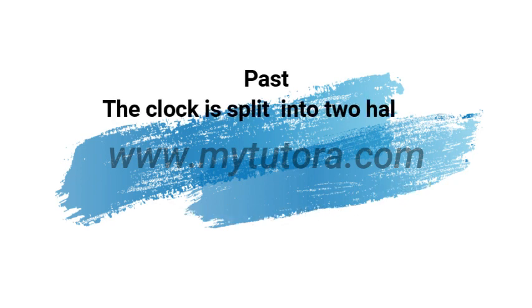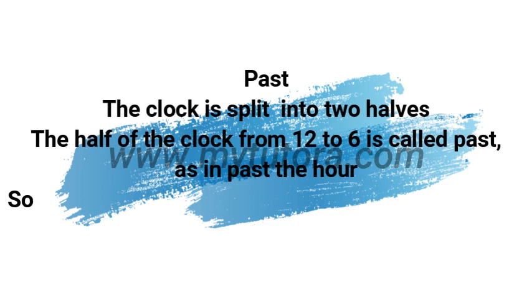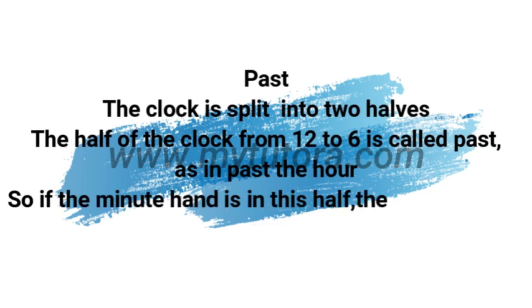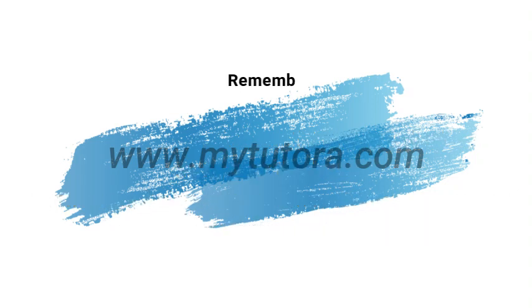Past. The clock is split into two halves. The half of the clock from 12 to 6 is called past, as in past the hour. So, if the minute hand is in this half, then we work out how many minutes past the hour.